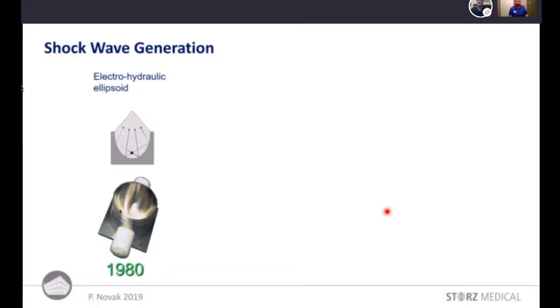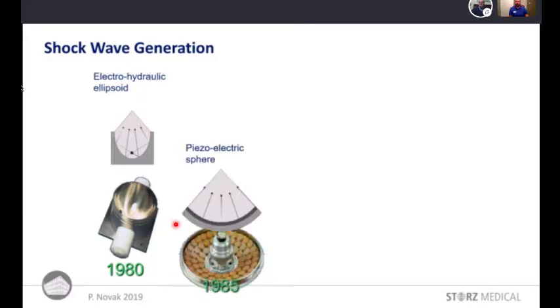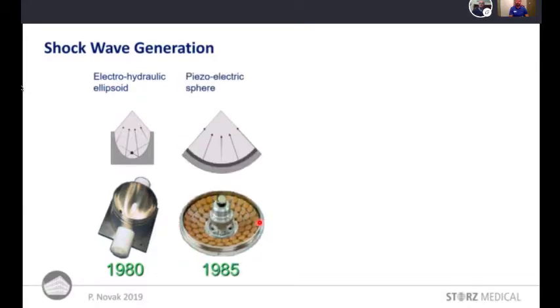And you can hear here, this is the first shock wave source developed by Dornier, used for lithotripsy at the beginning. Then we have here the piezoelectric source, where there are piezoelectric elements, where you apply voltage across them. They change the thickness, generate a pressure wave, and this pressure wave propagates towards the center of the sphere, is focused and gets a shock wave shape.